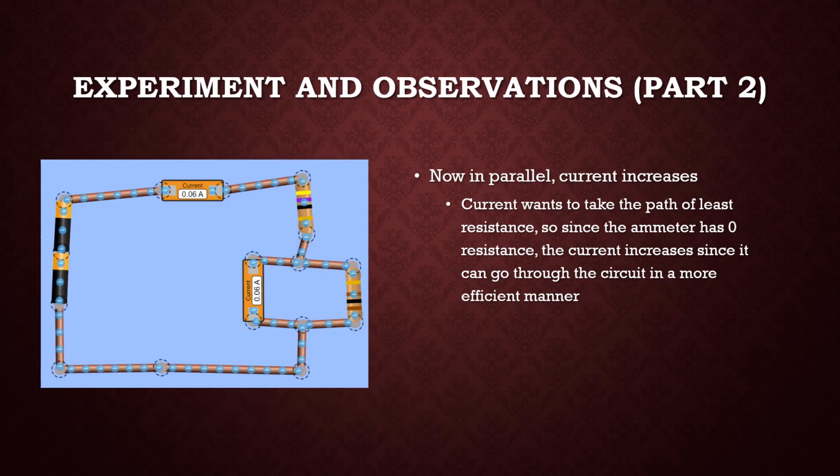Now putting the 100 ohm resistor in parallel to one ammeter, we see that there is a change in the current reading. Current wants to take the path of least resistance, so since the ammeter has 0 resistance, the current increases since it can go through the circuit in a more efficient manner.